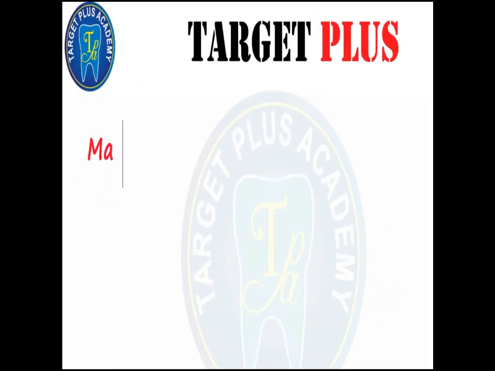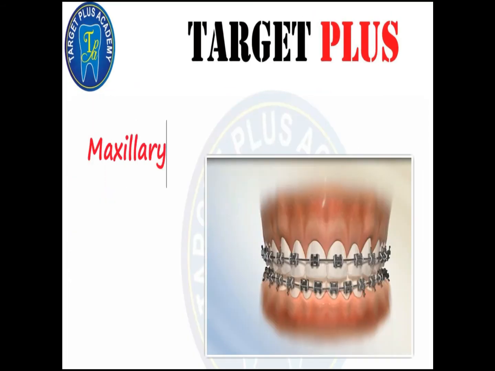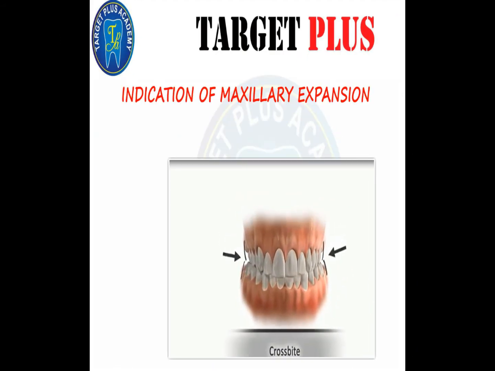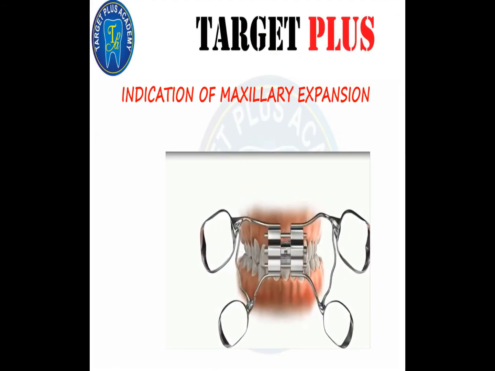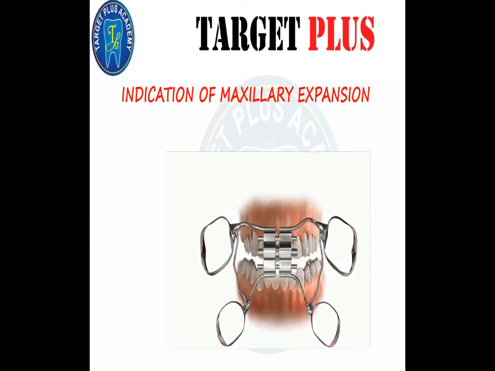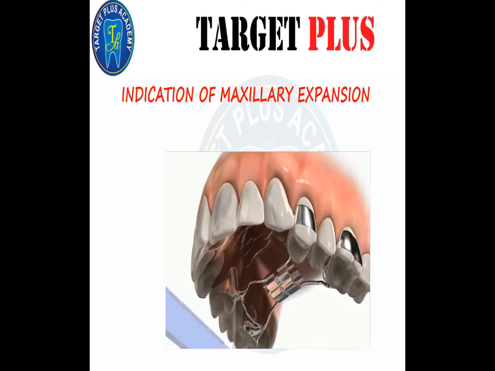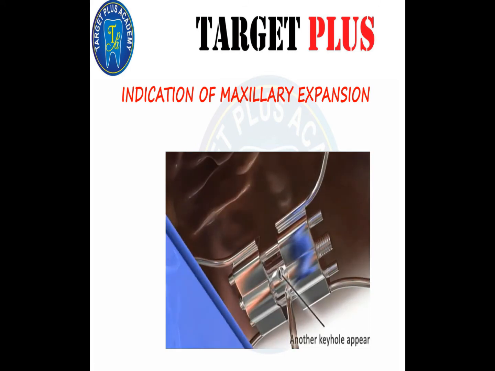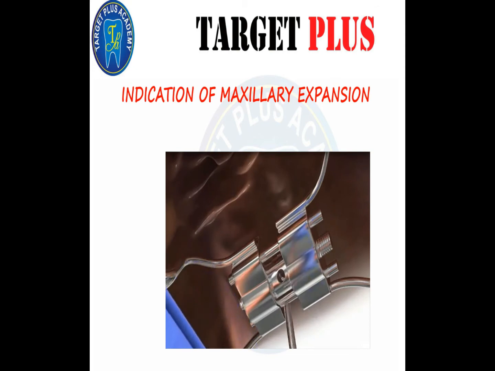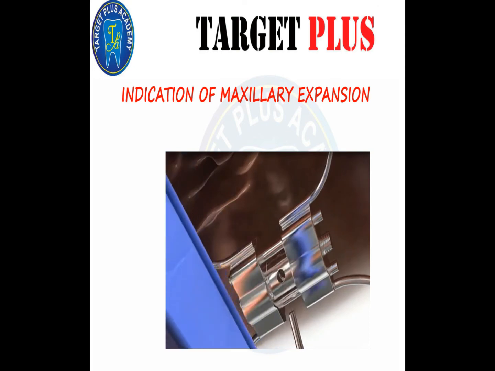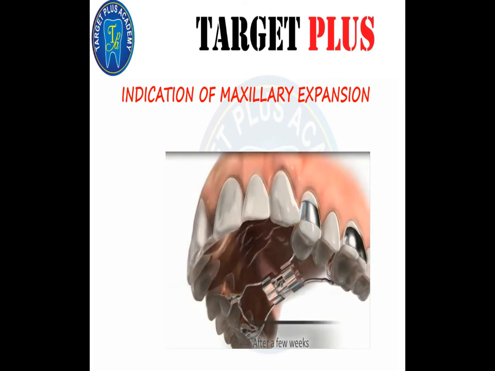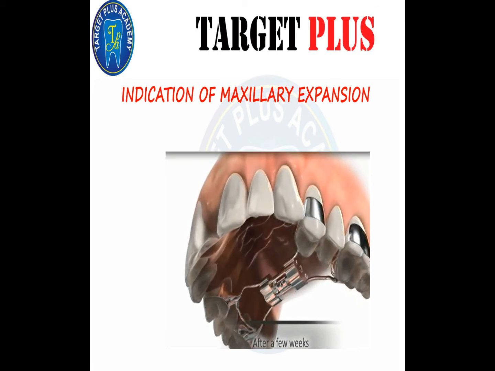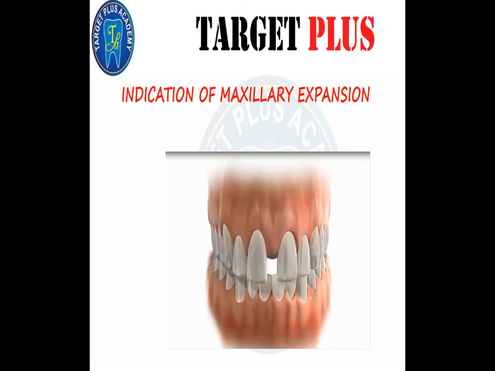Now why do you need a maxillary expansion? The first is crossbite. Maxillary expansion is routinely undertaken for the correction of the posterior crossbite. They are used to treat bilateral crossbite involving the buccal teeth, or they can be used in certain selected cases for the relief of mild crowding.